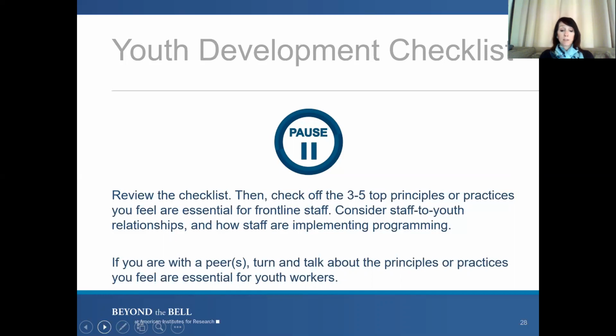So I would ask you to press pause, take some time with the checklist, complete the task, and when you're ready to move forward, press play.